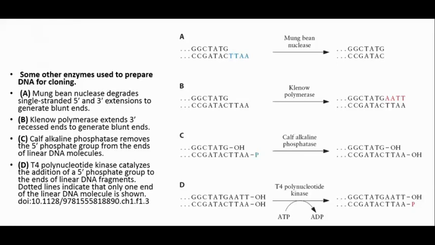Blunt ends can also be produced by extending 3' recessed ends using a DNA polymerase, such as Klenow. Here, Klenow polymerase is derived from E. coli DNA polymerase type 1.